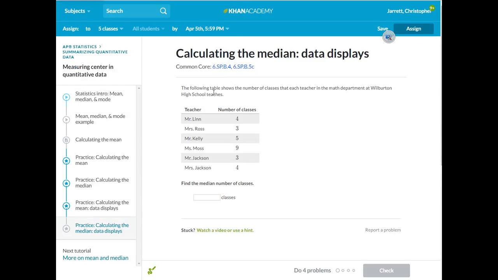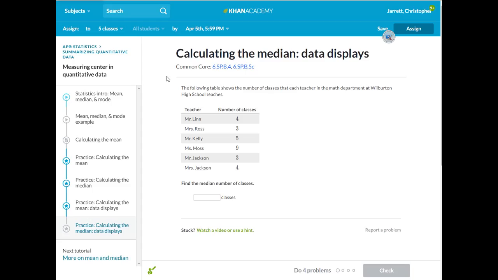So how do you calculate the median when they display the data as opposed to listing it out for you? Well, this is just like calculating the mean when the data is displayed. What you essentially have to do is list out all the data, then put it in order, and then you can find the median the same way that you always do.